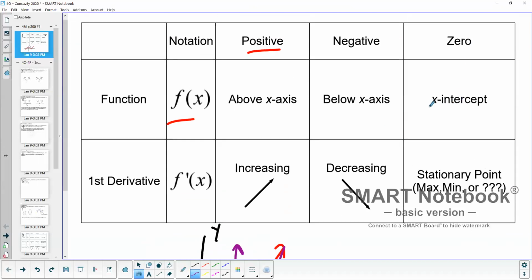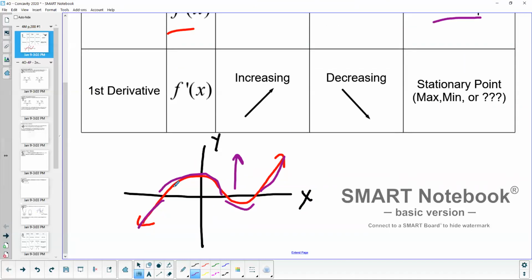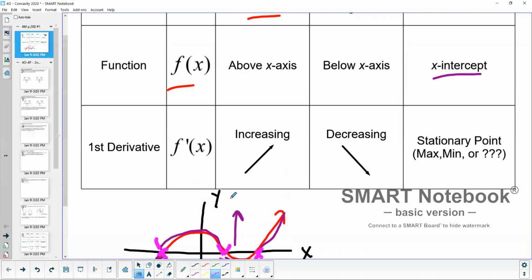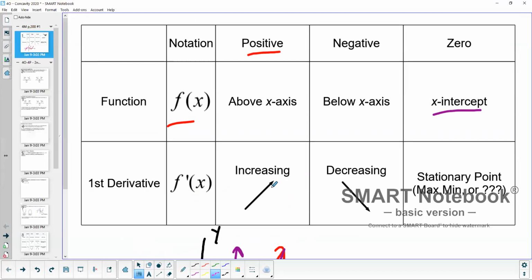And the x-intercepts, which is what you spent a lot of time in Algebra 2 on, was finding this. I guess I could color that a different color. This guy, and this guy. Then in 4M, you explored a little bit of what the first derivative does. And the first derivative, which again gives you the slope of the line tangent to a function at a given point, is also the instantaneous rate of change.